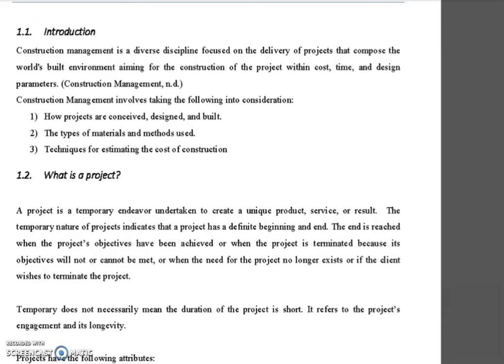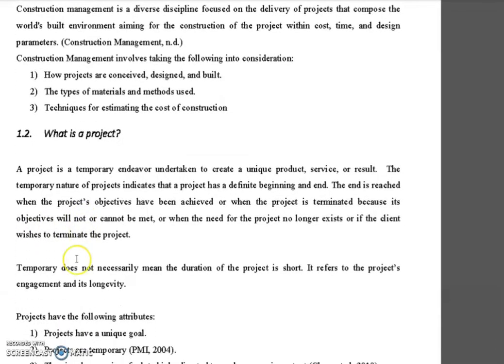But now we are talking about construction management, and we are managing something. What is that? It is called a project. So what does a project mean? A project is a temporary endeavor undertaken to create a unique product.